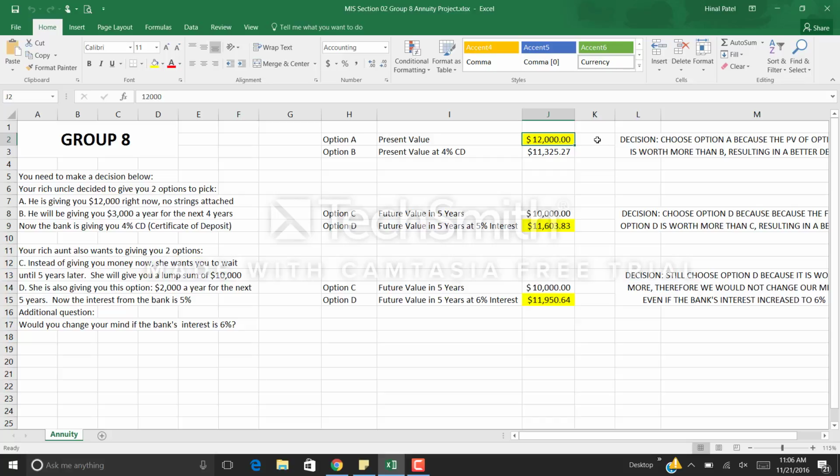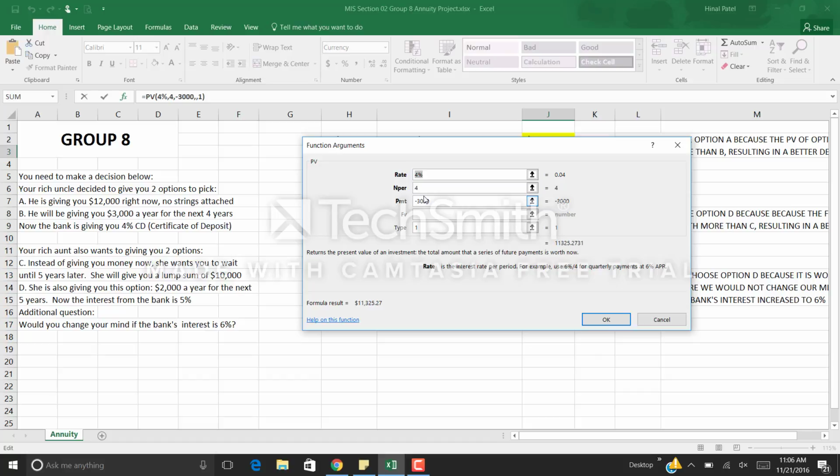The present value of option A would just be the $12,000 given by the uncle, as it is the lump sum that is given to you now. Therefore, there was no need to use the present value formula within Excel for option A. Present value of option B must be calculated through the present value formula within Excel. Looking at the given information, the uncle will be giving $3,000 each year for the next 4 years with a discount rate of 4%.